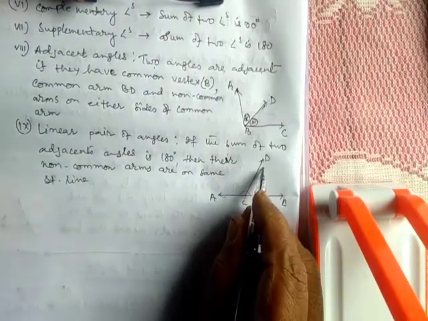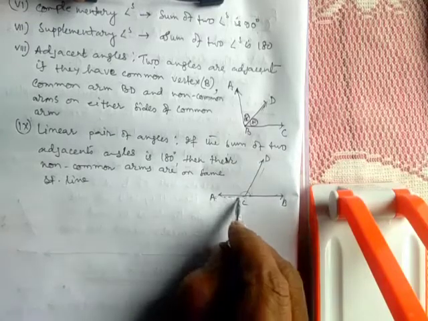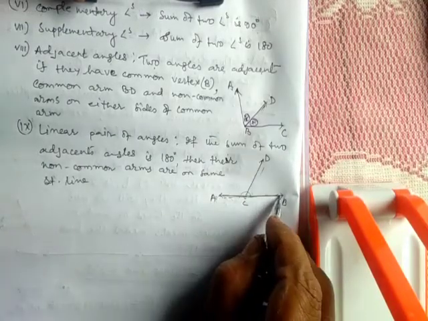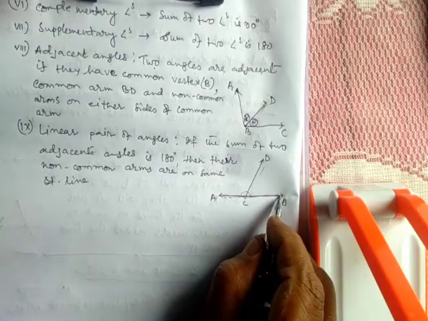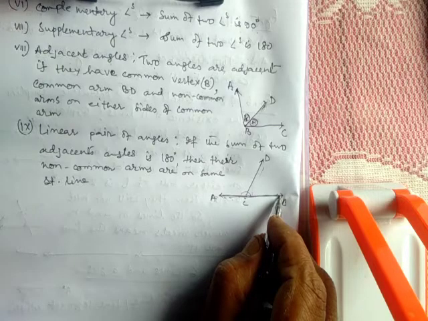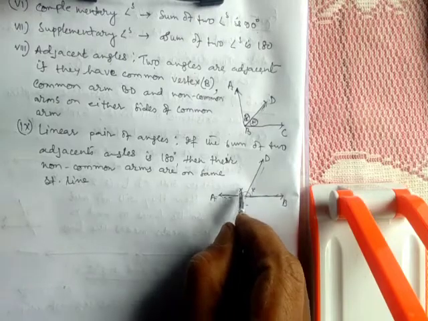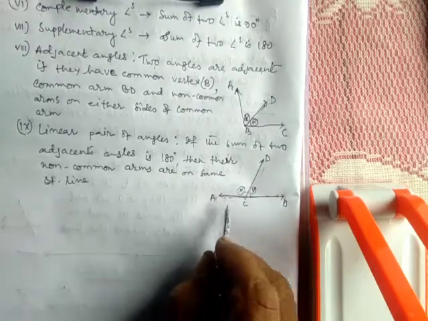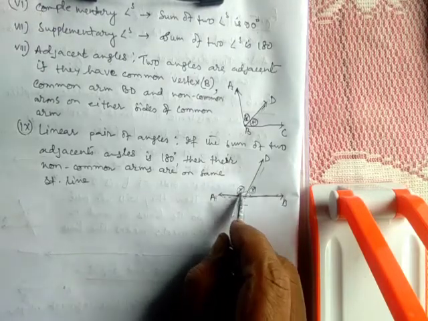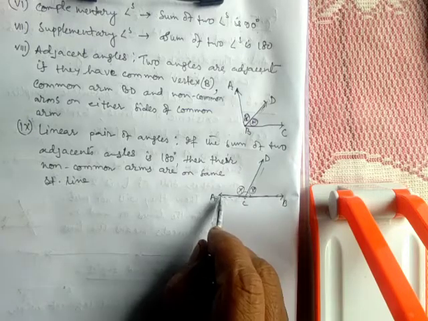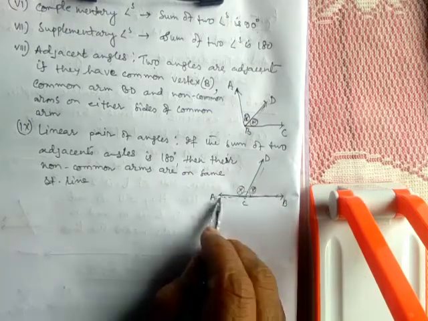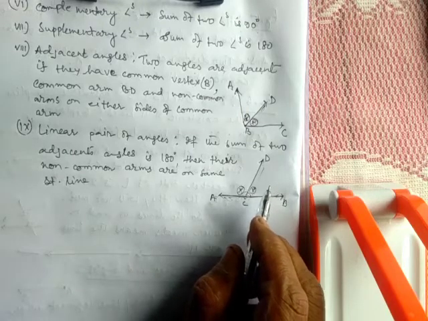See, these two are the common arms. These two are the non-common arms, AC and BD. They are on the same straight line. Then these two angles are called what? Linear pair of angles. The sum of these two angles must be 180, and the two non-common arms must form a straight line.